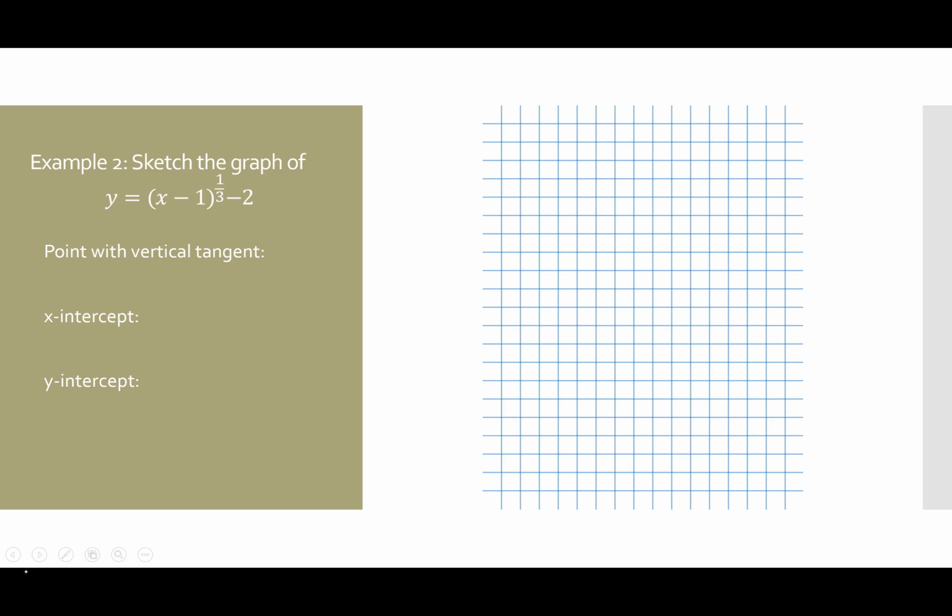So here is the example for us to sketch this function. The point with the vertical tangent in this case will be pretty straightforward. That's going to be (1, -2). And then to find the x-intercept, you make y equal to 0. And therefore, (x minus 1) to the power of 1/3 minus 2 is equal to 0. (x minus 1) to the power of 1/3 is equal to 2. And then you cube both sides. So you're getting x minus 1 is equal to 8, and then x is equal to 9. So the x-intercept in this case will be (9, 0).